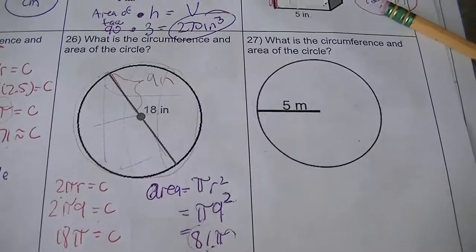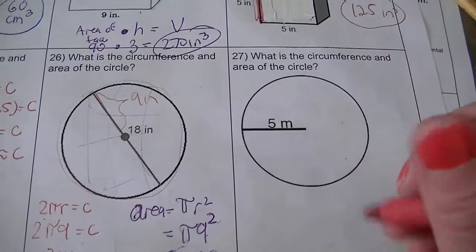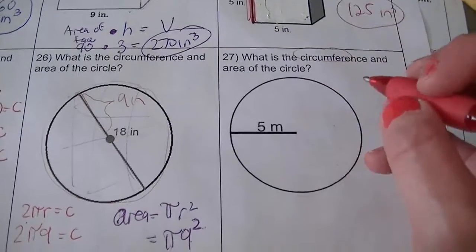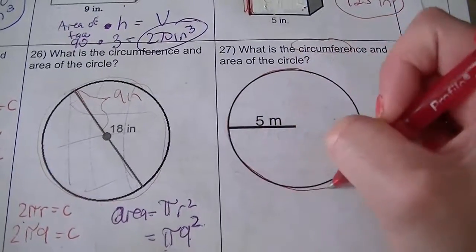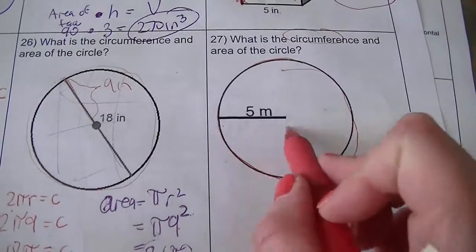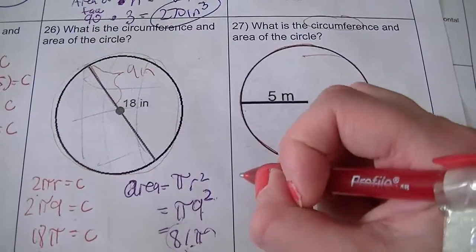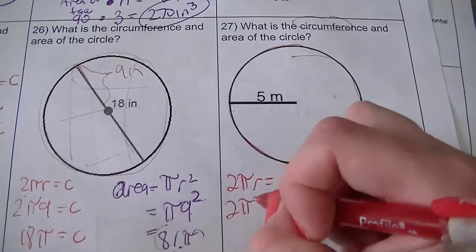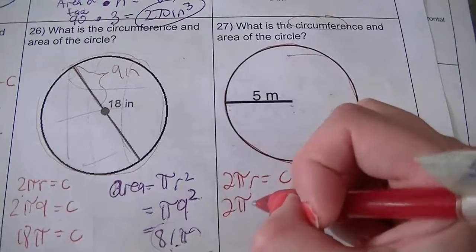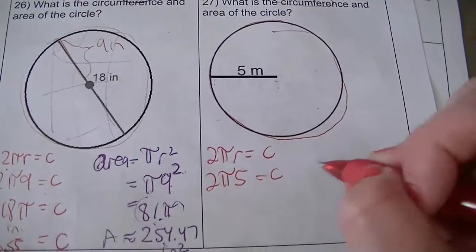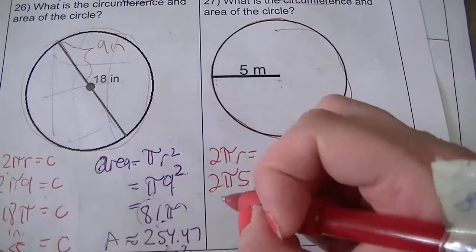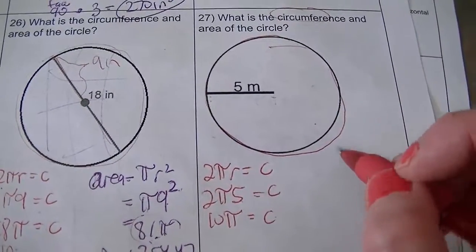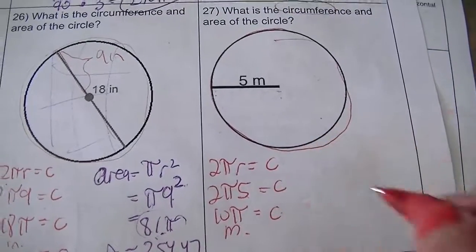Okay, the next problem. What is the circumference and area of the circle? Again, for the circumference, I'll do it in red. The area, I'll have it in purple. Circumference is the distance all the way around, okay? And it looks like they give us the radius right here, so that's nice of them. So 2 times pi times the radius gives us the circumference. 2 times pi, keep it the same, and then the radius is 5. So 2 times 5 is 10. 10 pi, that's the exact circumference of this circle right here, okay? And I need to label it meters.